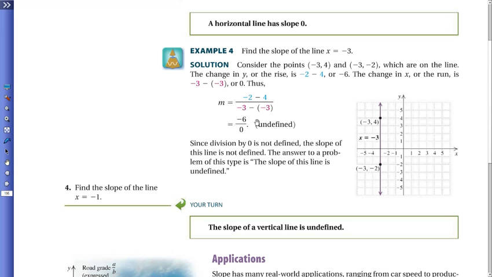Try that on your calculator. Put negative 6 divided by 0, and you're going to have something that says error, depending on the type of calculator, but it's going to indicate there's no real value for that. So the only thing we can do in this case is to say that the slope is undefined, or we say there's no slope. And when I say that, it means I have a vertical line.